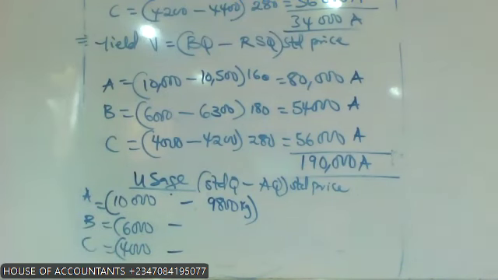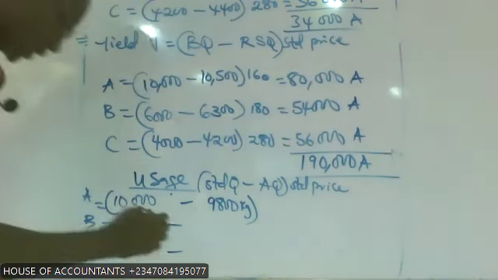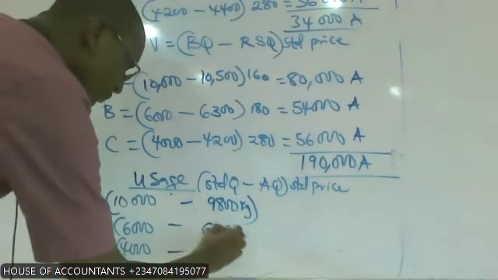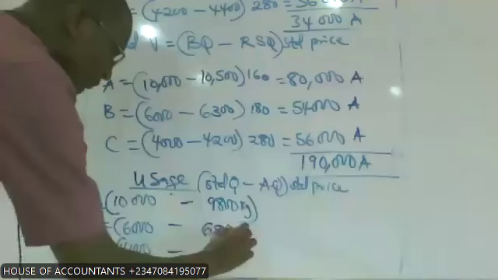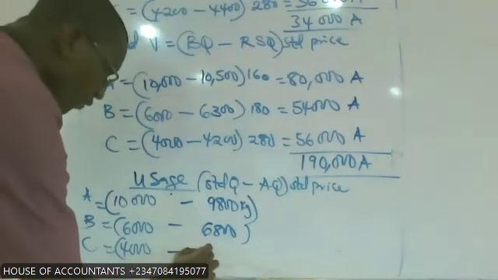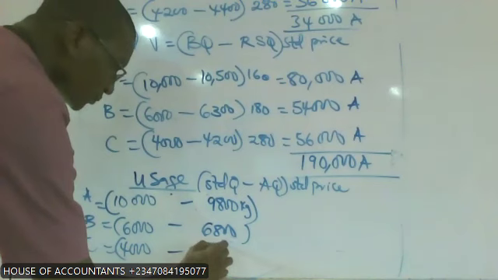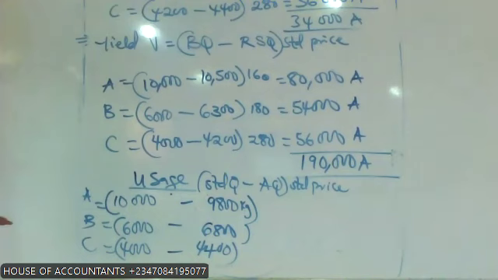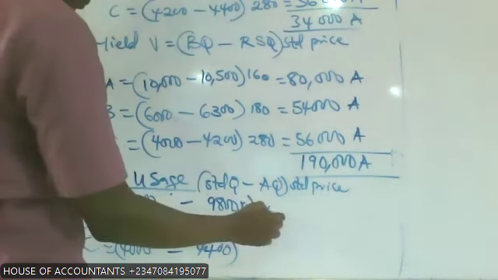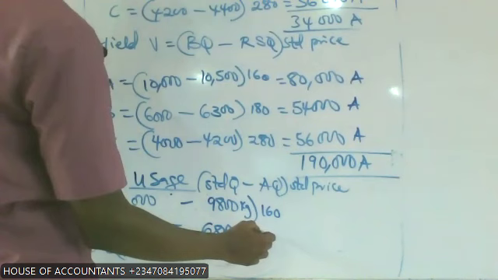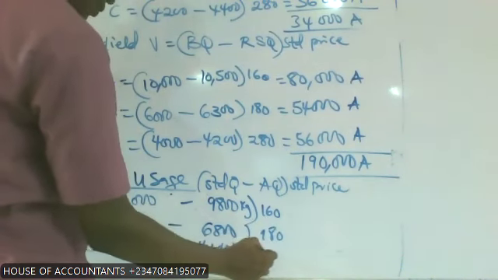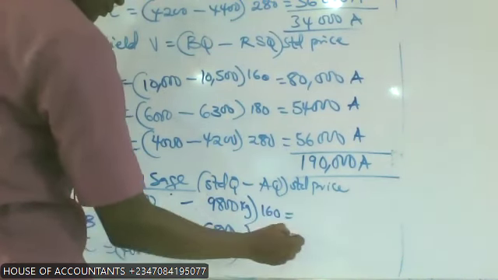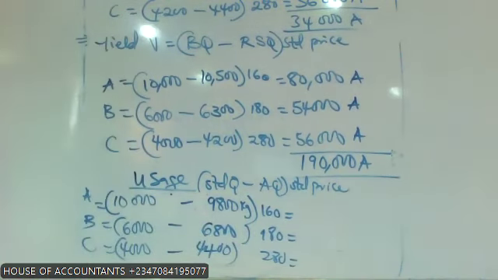For B, what do we get for B? 6,8. Then for this one, 4,4. What is our price? Standard price remains 160. 180, 8. Yeah, can we add them? Can we multiply everything together? What do we get?